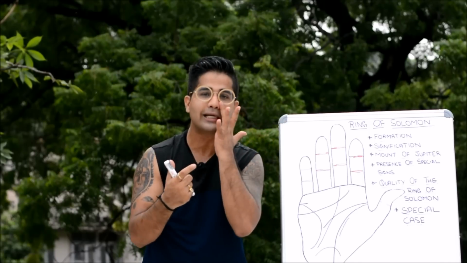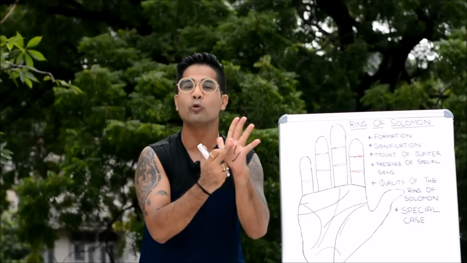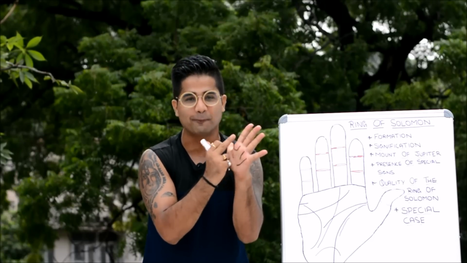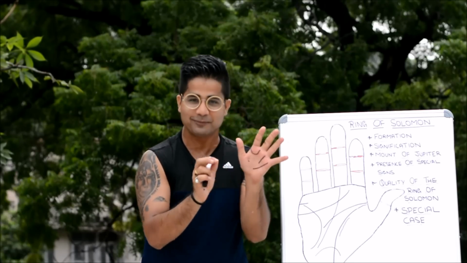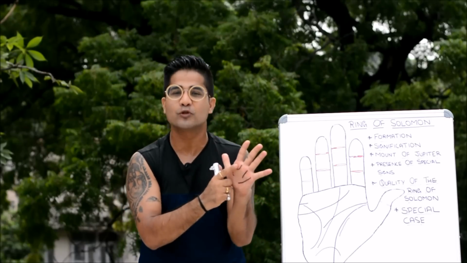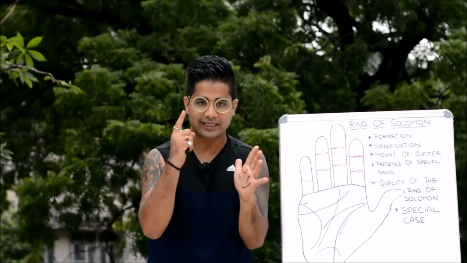Like the way we say Saturn is a very reclusive planet, same way the mount of Saturn would also remain very flat compared to other mounts. So let me just stick to the topic only. The mount of Jupiter would remain risen. That's one way to look at it.